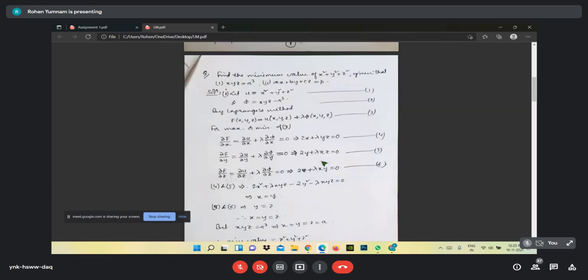Let us see a simple example. Find the minimum value of this. This is the function given to you. Given that xyz = a cube, and ax + by + cz = p. There are two questions. This is the first question. This is the second question.